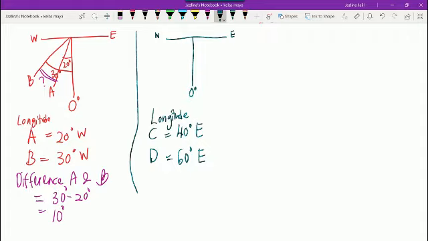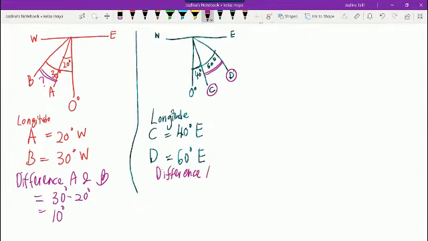Then longitude C is 40 degree east. So east you must go to the right. From this, just catch it, 40 degree, C, and the second one D is 60 degree east. So move from 0 degree to this side, and it will be 60 degree. So what is the difference here? What is the difference between C and D? So how are you going to determine it? Yes. So how is it?